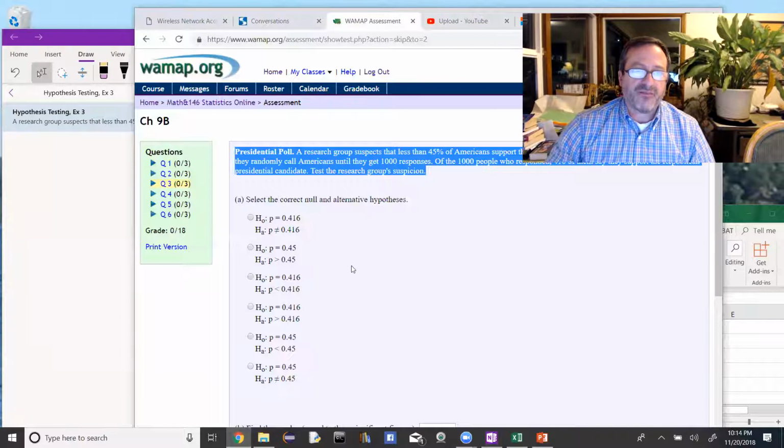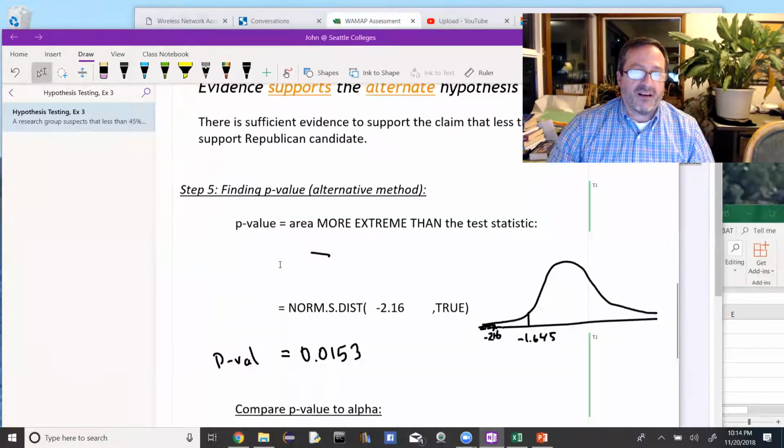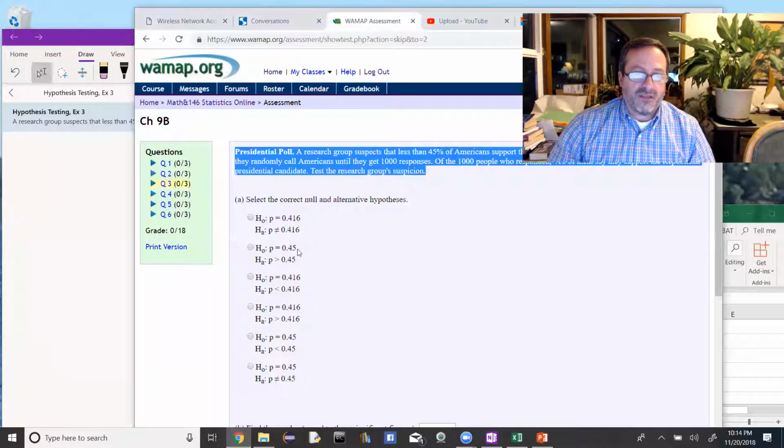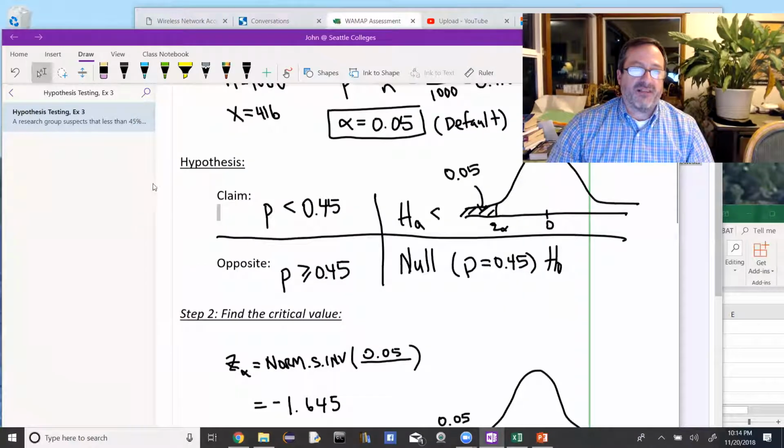So here we're trying to figure out which of these is correct. We can base that on our alternate hypothesis. So our alternate hypothesis is that p is less than 0.45. It's not that one, it's not that one, it's not that one. Here it is. p is less than 0.45. And our null hypothesis is that p equals 0.45. So again, you could think of that as your null hypothesis. You can also think of the other one over here as your null hypothesis. The problem will remain the same.